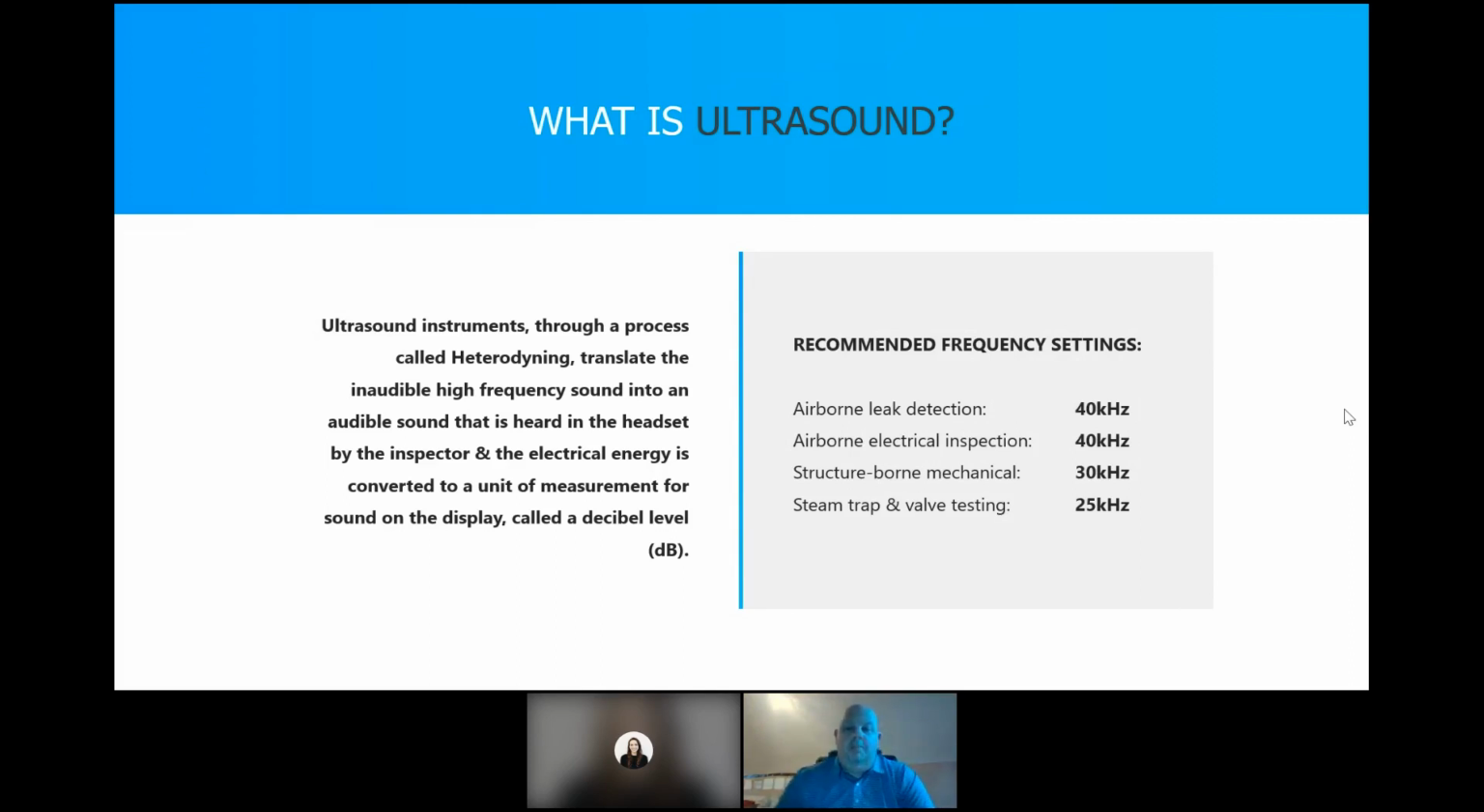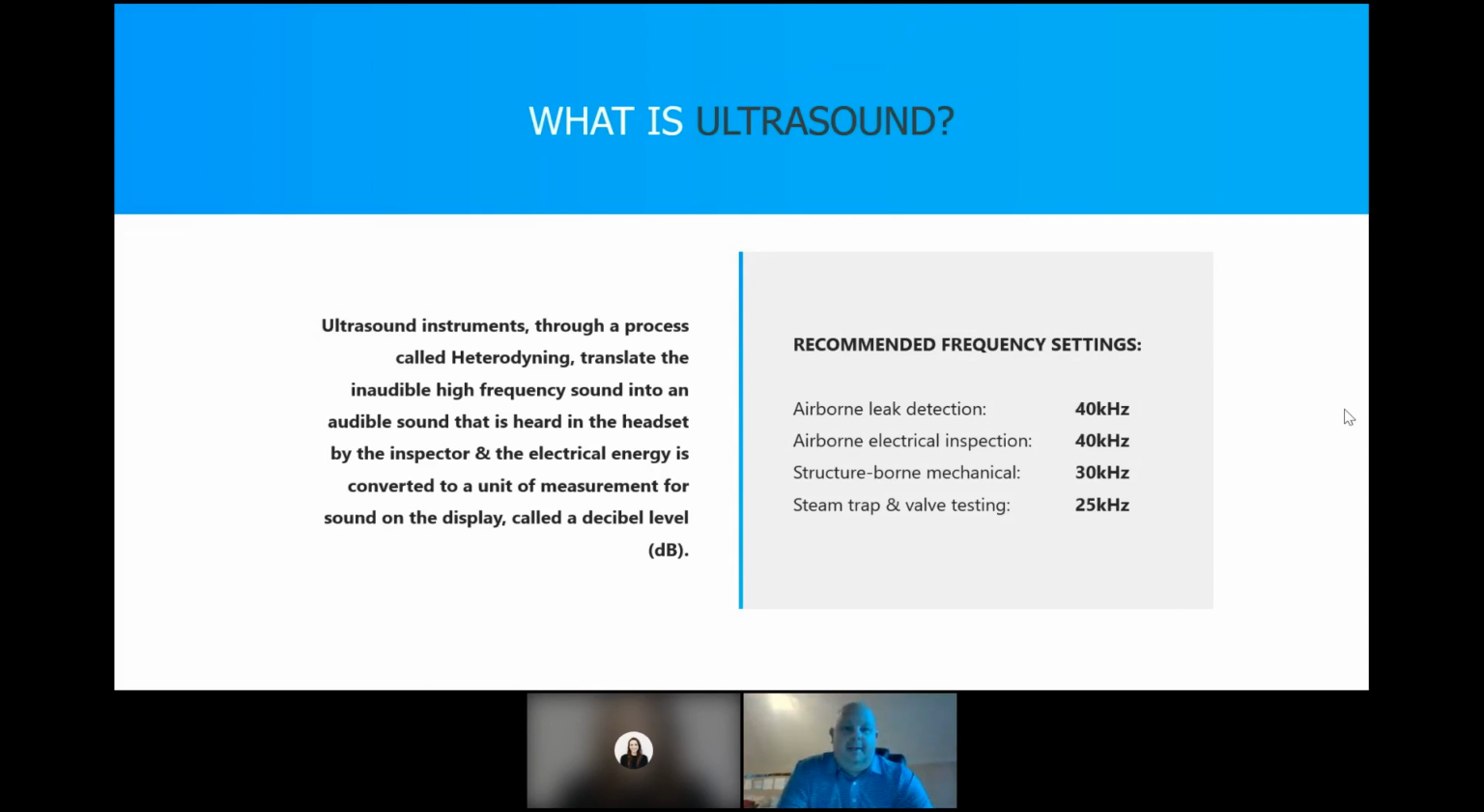For structure-borne mechanical, so that being bearings, rotating equipment, pumps, gearboxes, we recommend a frequency setting of 30 kilohertz. So that's going to be a physical contact. So we have a motor, we're going to have a motor outboard bearing, we're going to have a motor inboard bearing, and then whatever's attached to the motor. It's what we're going to be listening to with ultrasound. And then steam trap and valve testing, that recommended frequency setting is 25 kilohertz. So just wanted to give you those for reference.